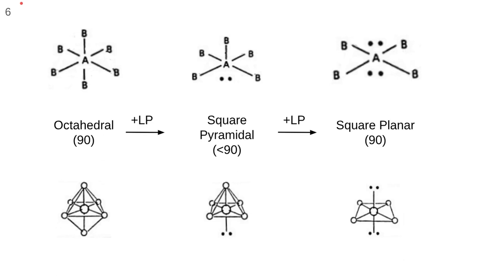So now 6, right? We're pretty close to being done. Now 6 is kind of confusing, right?